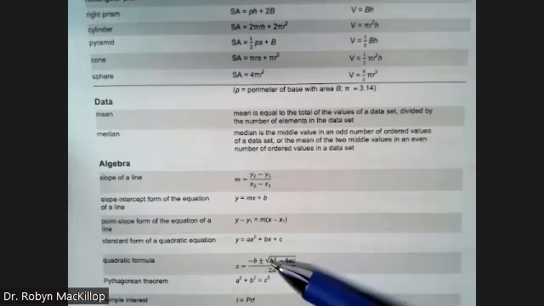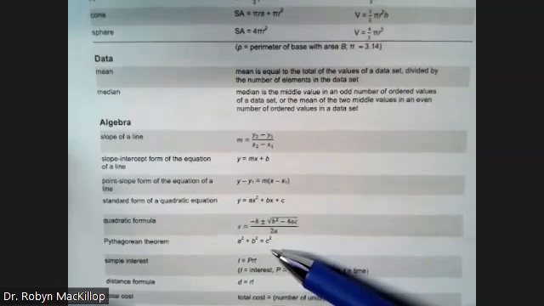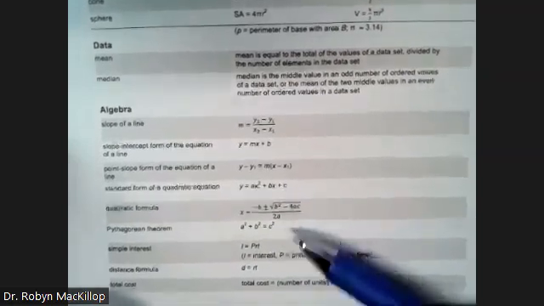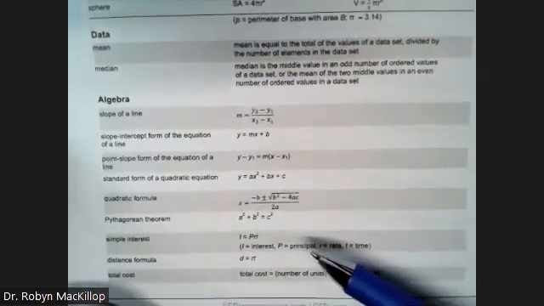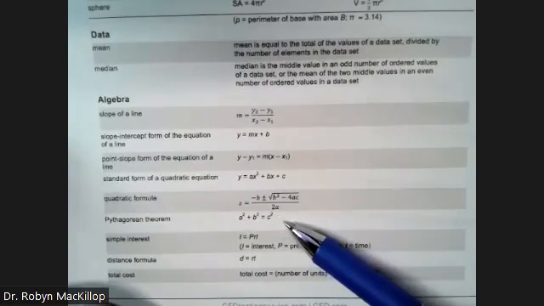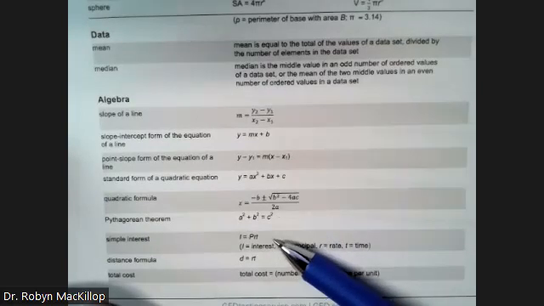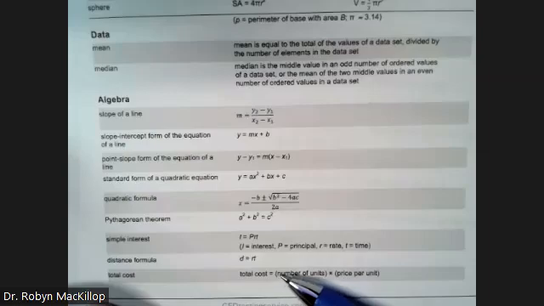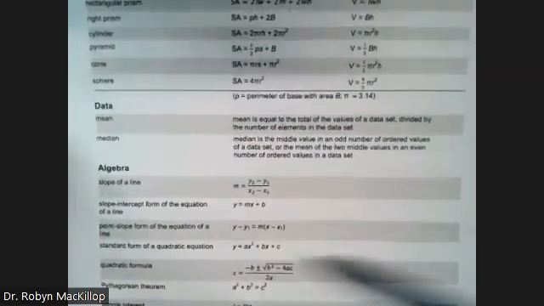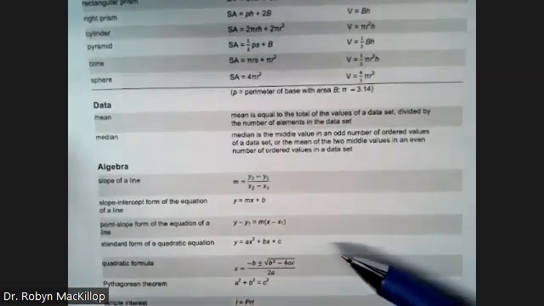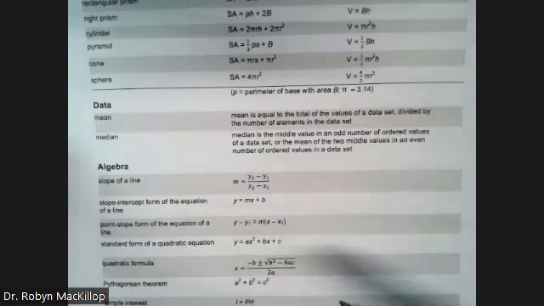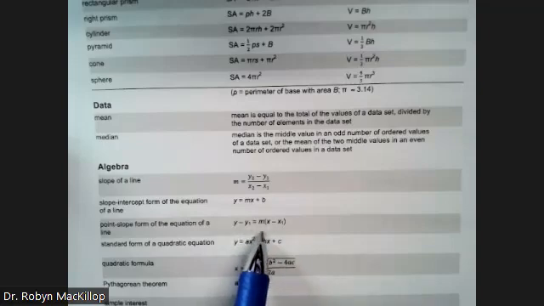The quadratic formula, Pythagorean theorem. See, none of this you have to memorize because you'll have this sheet. That's finding the third side of a triangle, interest, distance, total cost. So it's really nice that you have this because if you just have a brain freeze in the middle of things, you can just go right here and get your formulas.